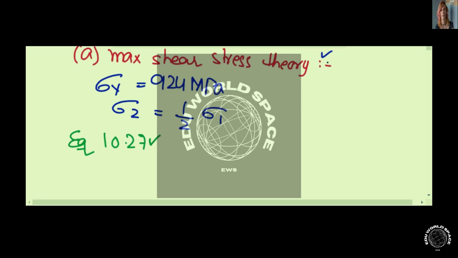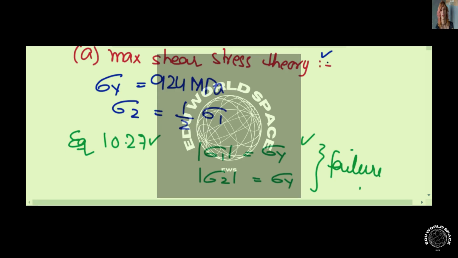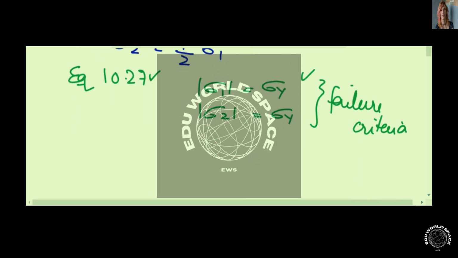Now, according to this equation, sigma sub 1 is equal to the yield stress and sigma sub 2 is also equal to the yield stress. This means that if any of the two principal stresses reach sigma sub y, the material fails. So this is the failure criteria, we can say this.